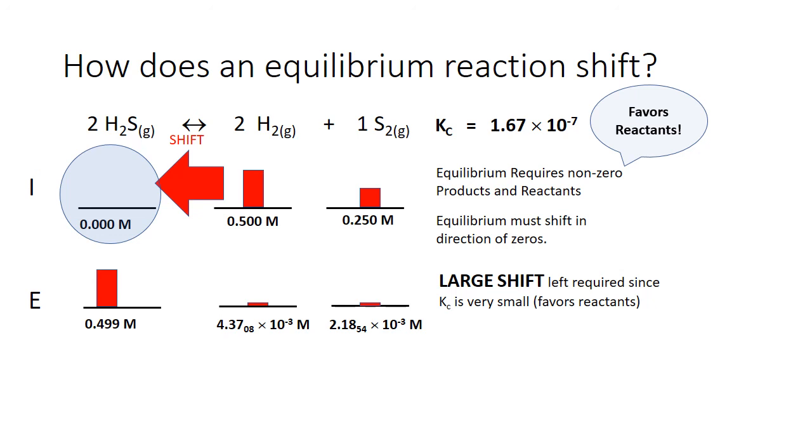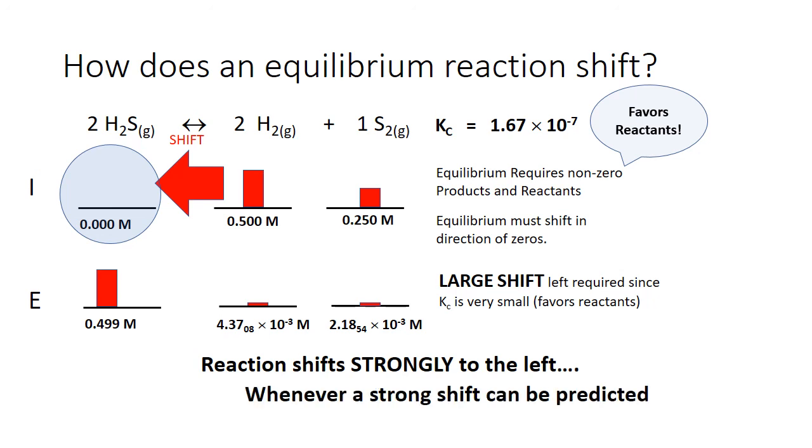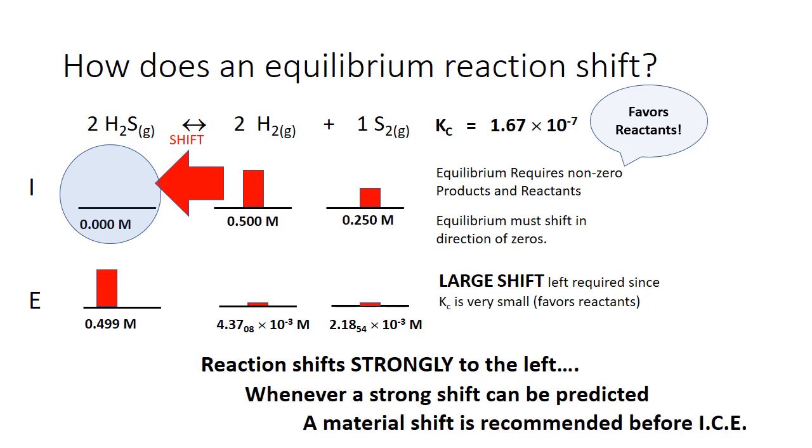Now, some things to note about problems like this. It is a reaction that shifts strongly to the left. Whenever we can predict a strong shift, then it's time for a problem-solving approach known as the material shift. A material shift is a procedure that's performed before the equilibrium problem is solved, and this will be the topic of the next discussion.